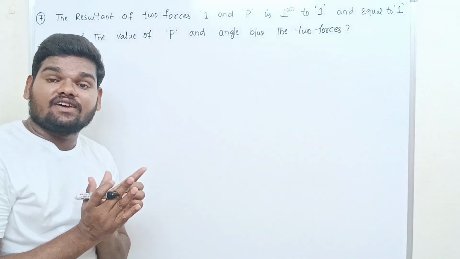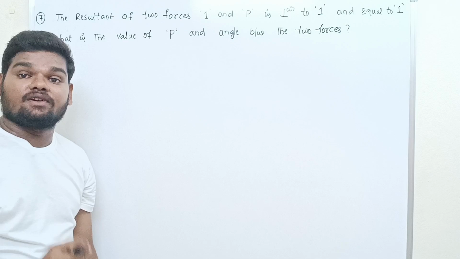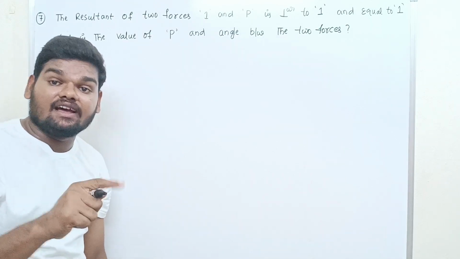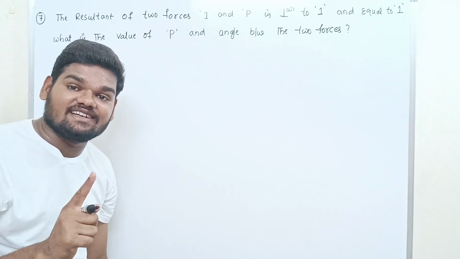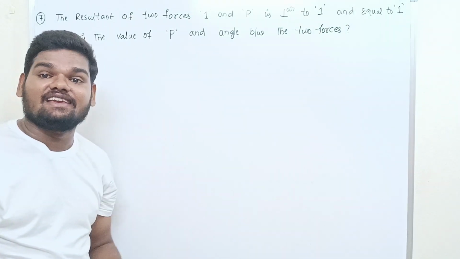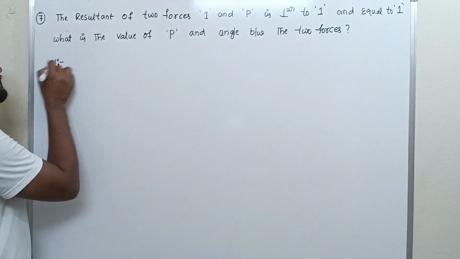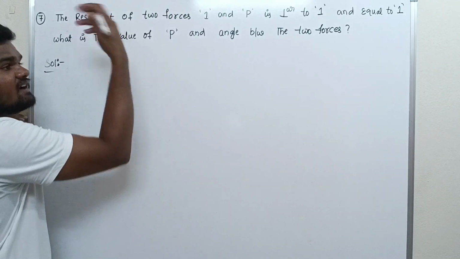Whenever the resultant vector is perpendicular to the vector having the smaller magnitude, we have the formula for the resultant vector and we have the formula for cos theta. So by using those two formulas, you can solve this question easily. Right. Have a look at the solution. They are given two forces and their resultant.